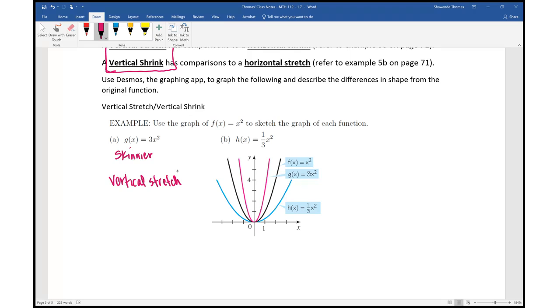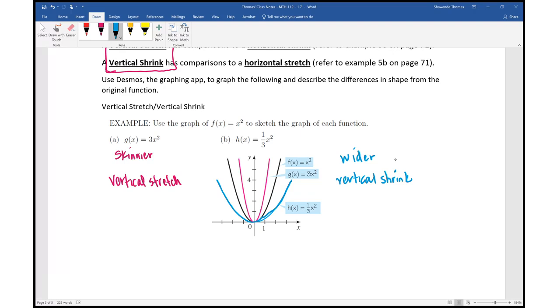Okay, let's look at 1/3 x squared. How did that affect the graph? I would describe that as it got wider, right? That's an example of vertical shrink. If it gets skinnier, it's vertical stretch. If it gets wider, it's vertical shrink.